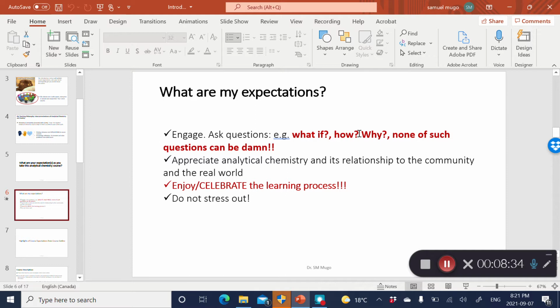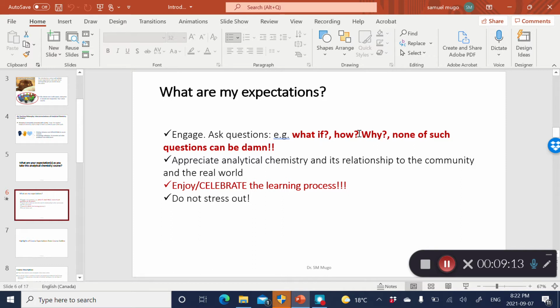Now, my other expectation for you is to appreciate, hopefully, analytical chemistry and its relationship to the community and the real world around us. How does analytical chemistry apply to the real world, particularly in solving challenges that people care about? So you're going to hear me talking a lot about analytical chemistry and how we can solve the so-called United Nations Sustainable Development Goals. There are 17 of them, and they are global challenges, which are the core of what analytical chemistry can actually solve.